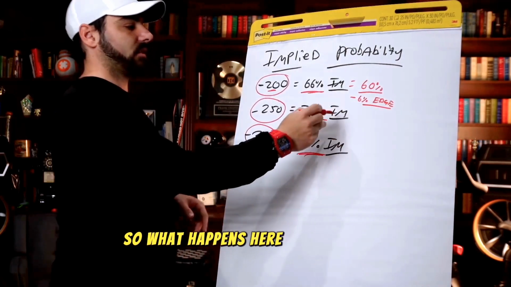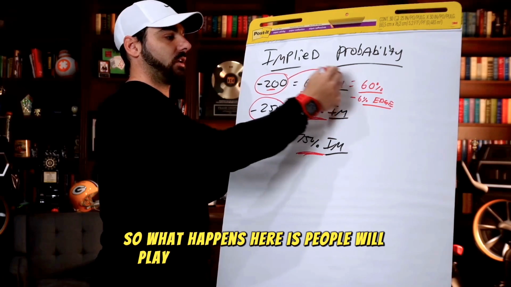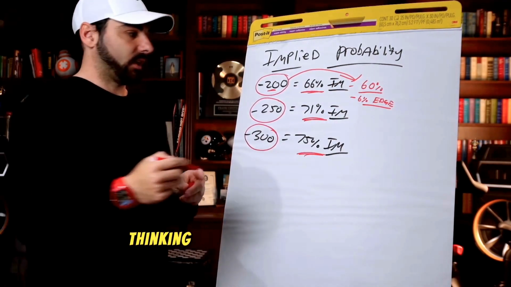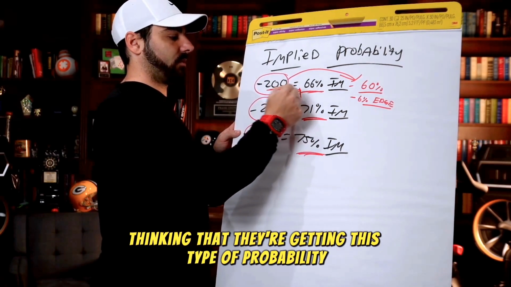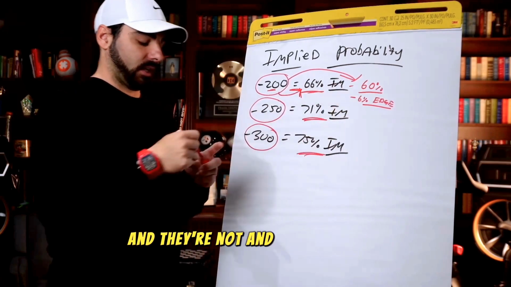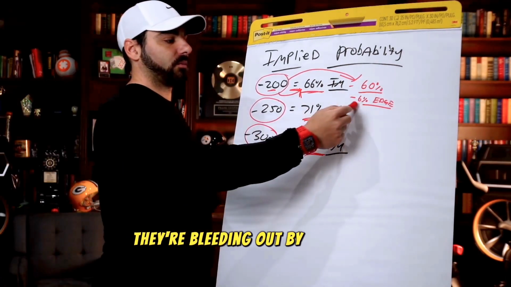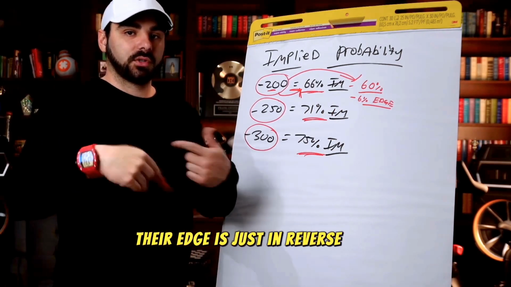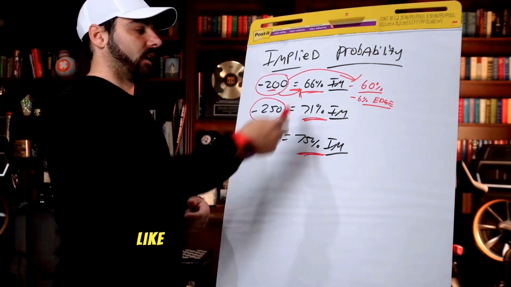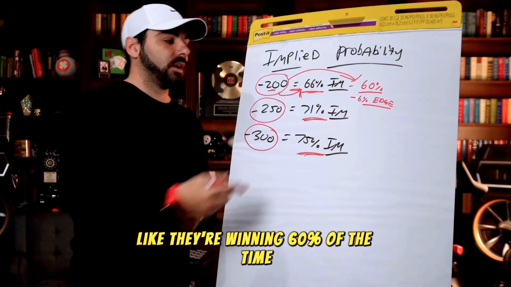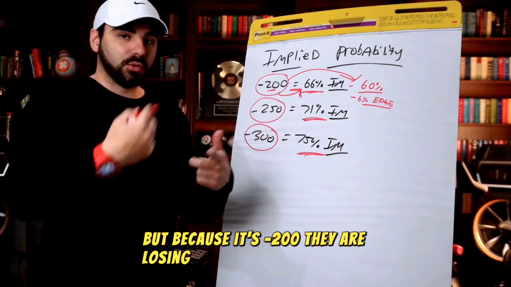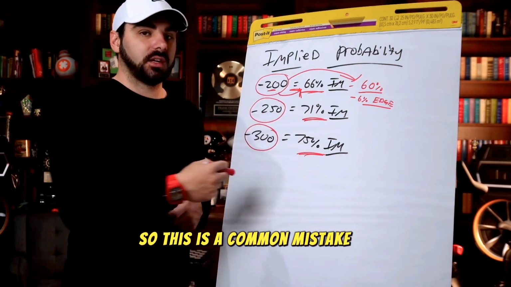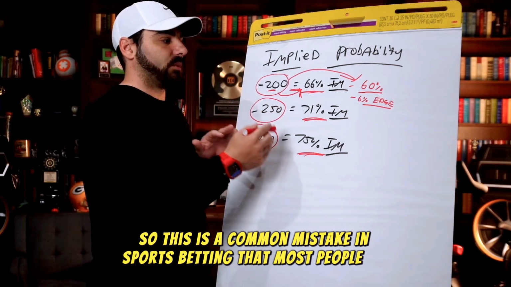So what happens here is people will play this type of play long term thinking that they're getting this type of probability, and they're not. And what are they doing? They're bleeding out by 6% every time. Their edge is just in reverse, and they're slowly bleeding out. Like they're winning 60% of the time, but because it's minus 200, they are losing money every single time. So this is a common mistake in sports betting that most people make.